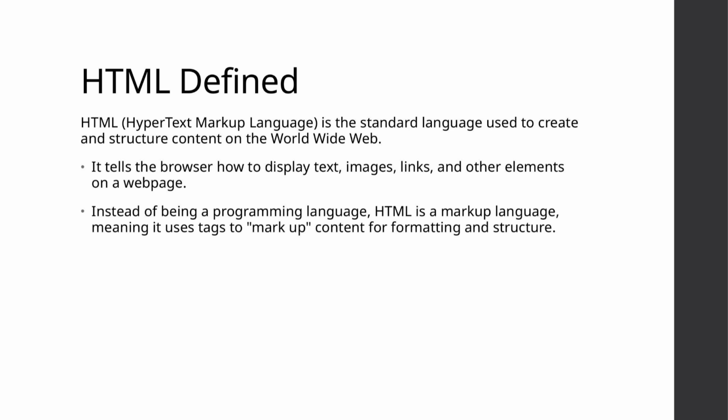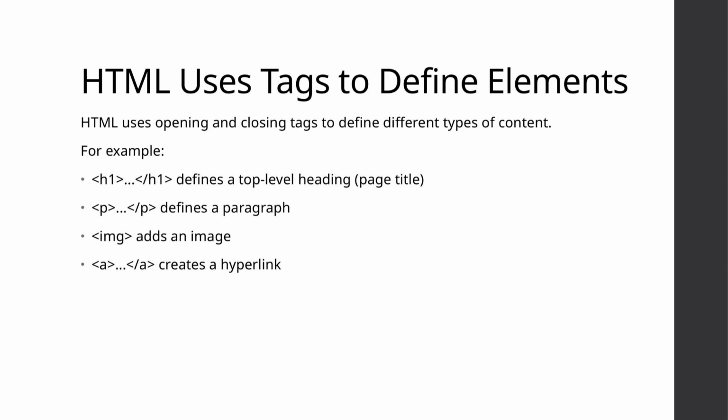We've been discussing how to make our websites accessible and optimized for search engines. This happens through HTML. Hypertext Markup Language is the foundational language for creating and structuring web content. It instructs browsers on displaying text, images, links, and more. Unlike programming languages, HTML is a markup language, utilizing tags to format and structure content effectively on web pages. HTML employs tags to define elements. For instance, a heading 1 tag marks a top-level heading, while a p tag indicates a paragraph. An image tag inserts images, and the anchor tag creates hyperlinks. These tags are essential for structuring and displaying content effectively on web pages.